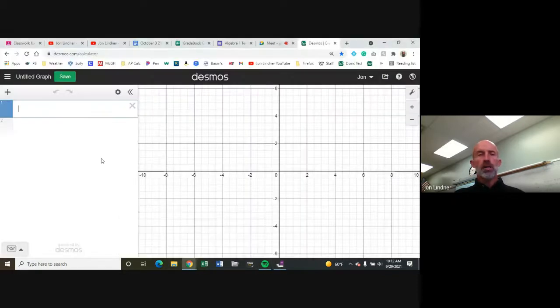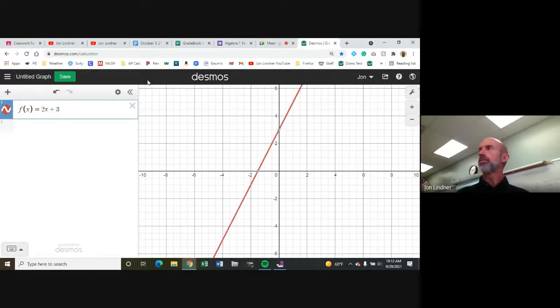So on Desmos, in the first box, we're going to type in f of x equals 2x plus 3. Remember on the plus sign on your keyboard to use shift. Make sure that your screen looks just like mine. All right, and we have a graph.